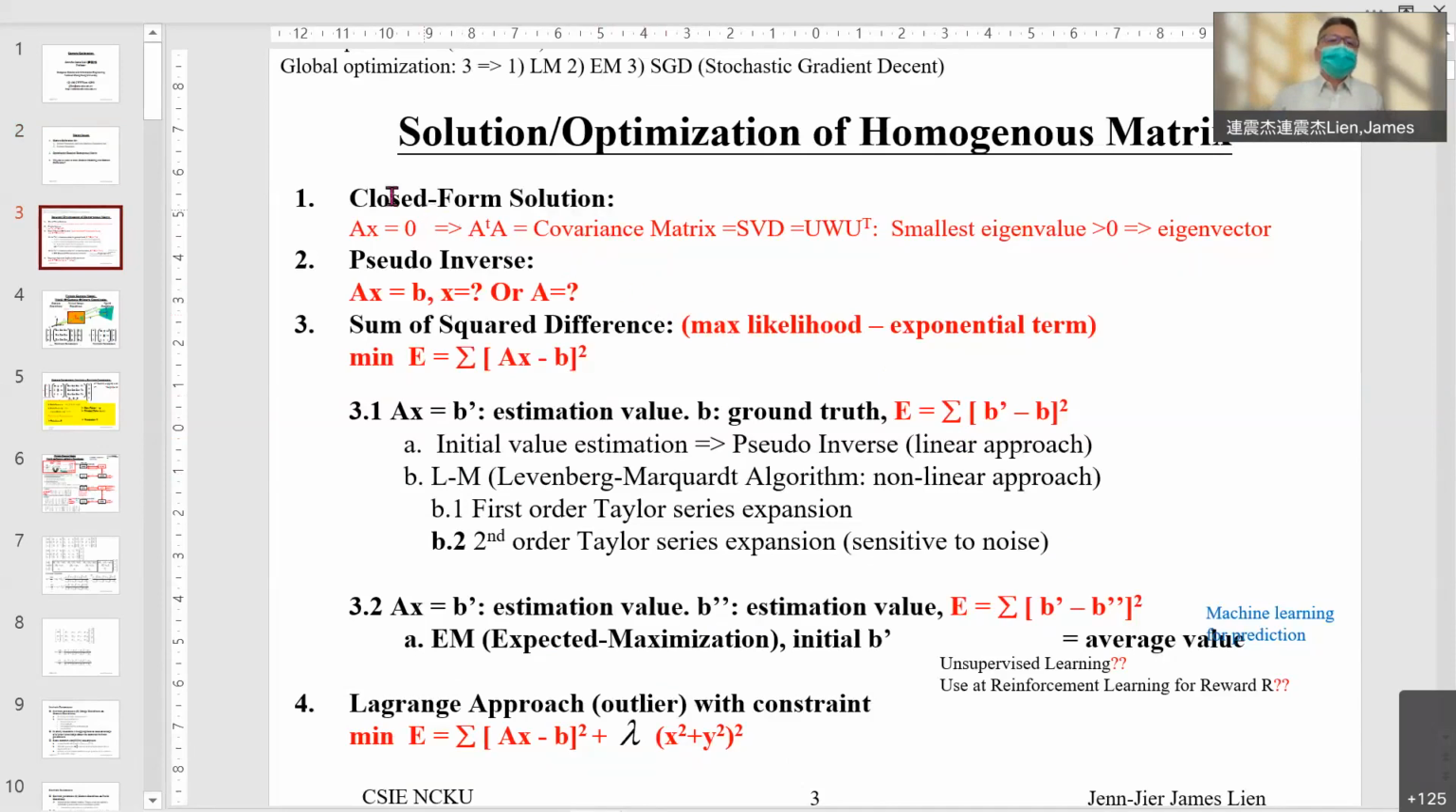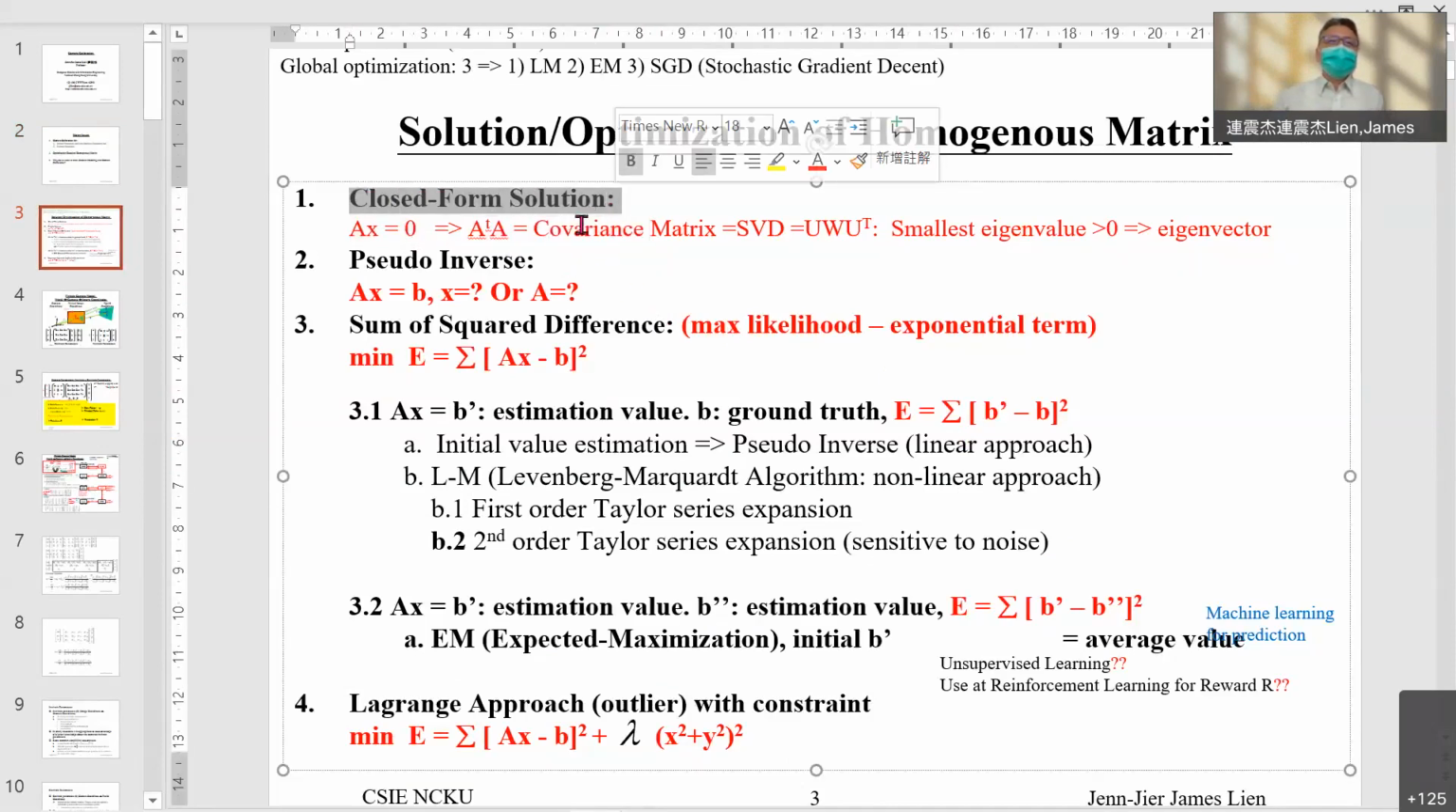I will teach you the closed-form solution. The closed-form solution is AX = 0. When you have this kind of format, AX = 0, we will use SVD on A or its covariance matrix to get eigenvectors, eigenvalues, and a rotation matrix. We find the small value, close to or equal to 0, and its corresponding eigenvector is the answer.